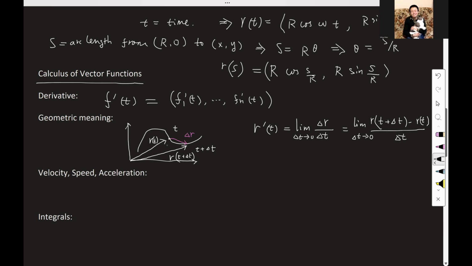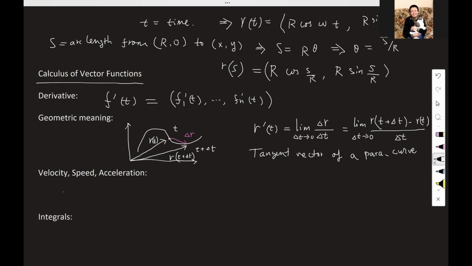As you can see from the picture, delta R is a secant line segment of the curve. When delta t goes to zero, delta R becomes an infinitesimal displacement. This ratio becomes a vector tangent to the curve. So this is a tangent vector. And this brings us to the physical application of the derivative.